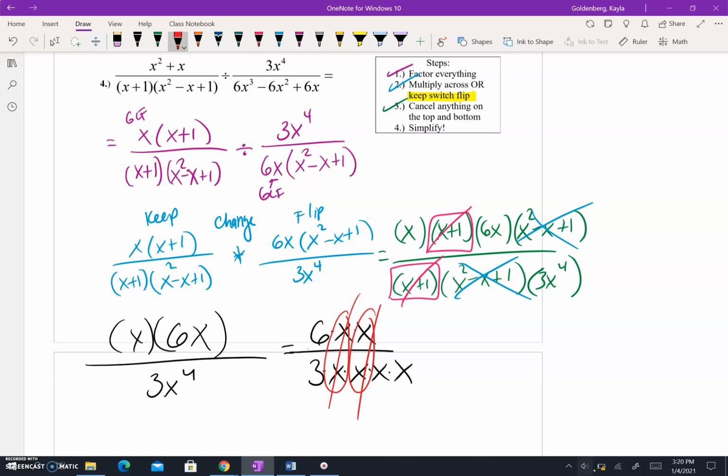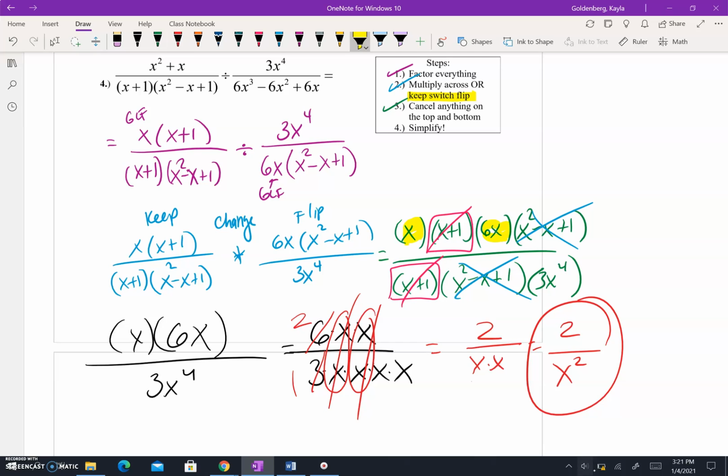They are both divisible by 3. So 2 3's go into 6 and 1 3 goes into 1. You can also think about that as simplifying 6 over 3. So your final answer is actually 2 over x times x, which you can write as 2 over x squared. So keep that in mind. Sometimes it's a little hard to see those if you have x's and numbers that are separated. That's why we needed to put these two parts together and multiply it all out in order to see what could fully simplify.